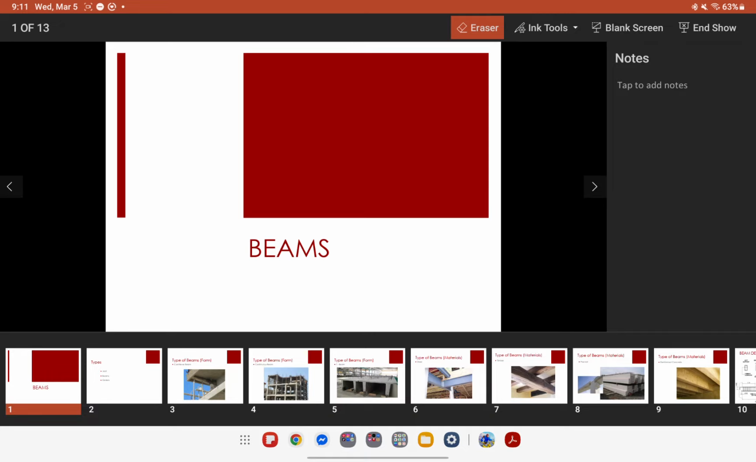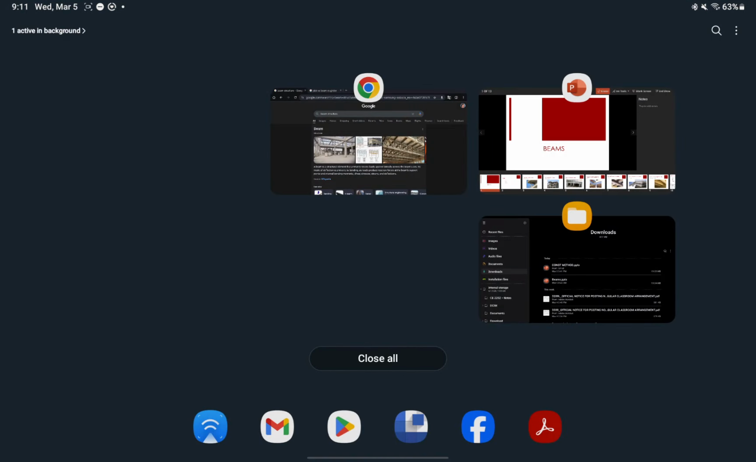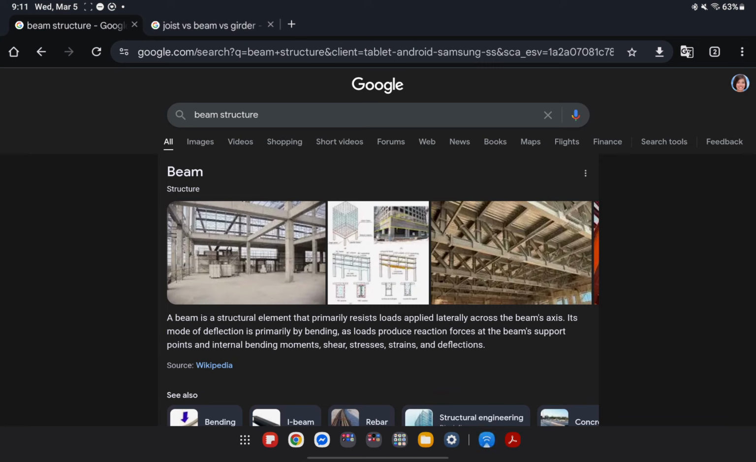Okay, our next topic is a beam. Now, what is a beam? A beam is a structural element that primarily resists loads applied laterally across the beam's axis. So a beam and a column almost have the same shape, but it differs on the direction of the load that is applied to it.